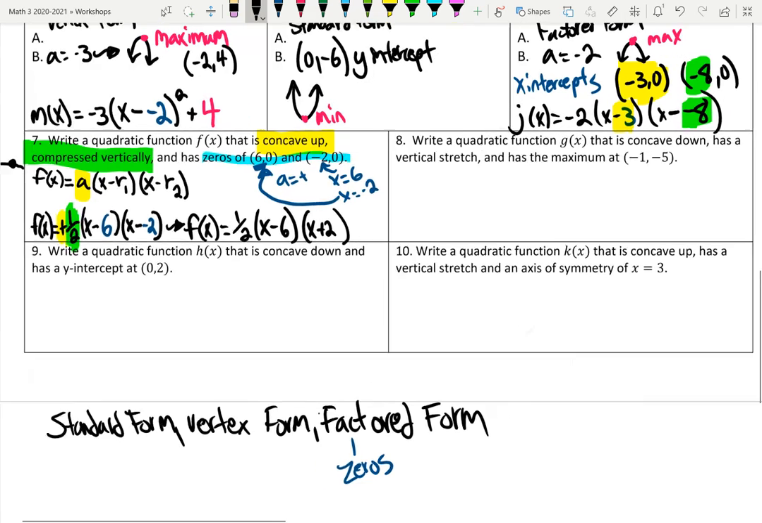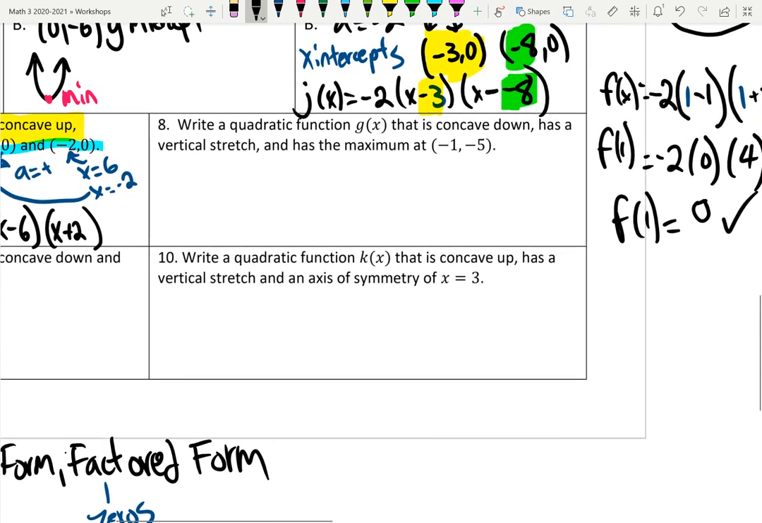Okay, this next one. Writing a quadratic function that is concave down, has a vertical stretch, and has a maximum. I know concavity has to do with my leading term. I know a vertical stretch is going to deal with that a term, but it's going to be a number and it's going to dictate what I choose. And then this has a maximum at -1, -5. Okay.